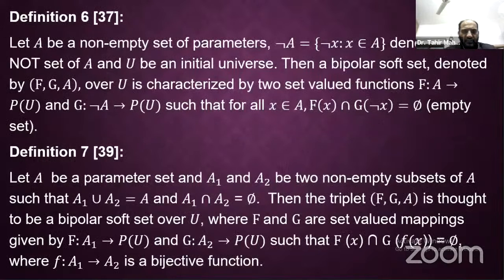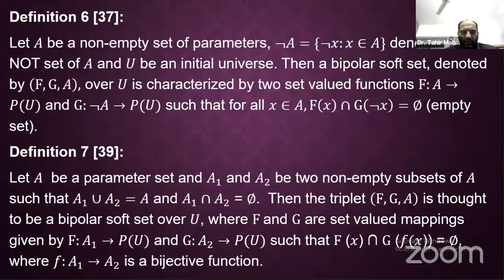Next, we have the definition of a bipolar soft set defined by Shabir and Naz. Let A be a non-empty set of parameters, then negation A, consisting of the negation elements of the elements of A, denotes the not set of A, and let U be an initial universe. Then a bipolar soft set denoted by (f, g, A) over U is characterized by two set valued functions, f from A to the power set of U and g from negation of A to the power set of U, such that for all x belonging to A, f of x intersection g of negation of x is empty.